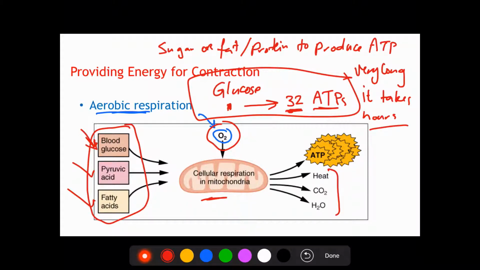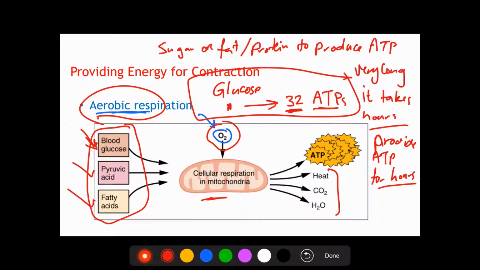And of course, it will provide energy, provides ATP for hours also. Basically, the aerobic respiration is the main mechanism. If you are sitting down, not exercising, not doing anything, your breath rate is normal, then you are using the aerobic respiration.